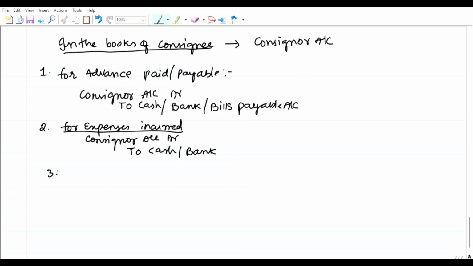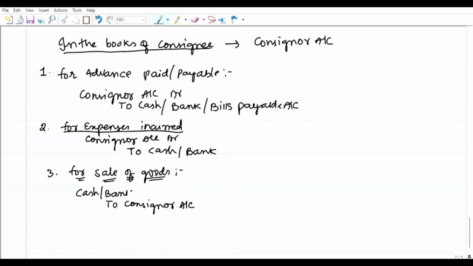Then after incurring expenses, the consignee will be selling the goods, right? For sale of goods, the amount which the consignee receives will be payable to the consignor, so he will make the consignor a creditor, to consignor account. That amount will be received in the form of cash or cheque, for which he writes cash or bank account debtor to consignor account.